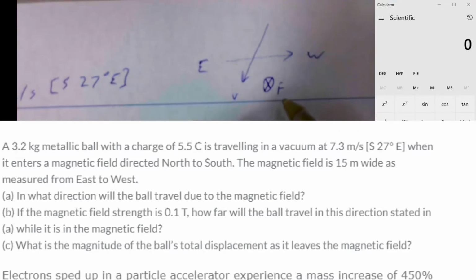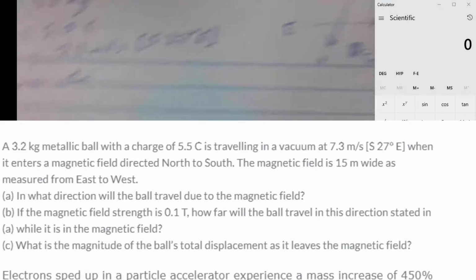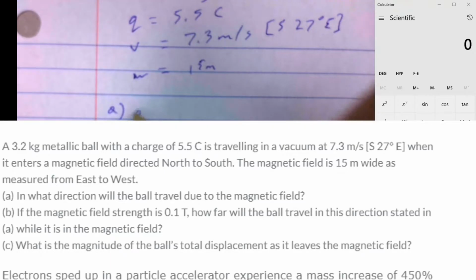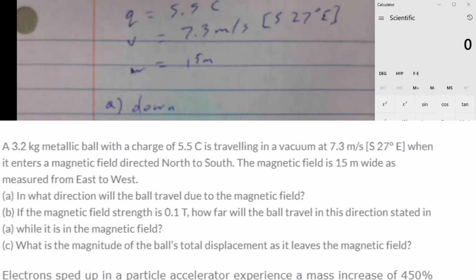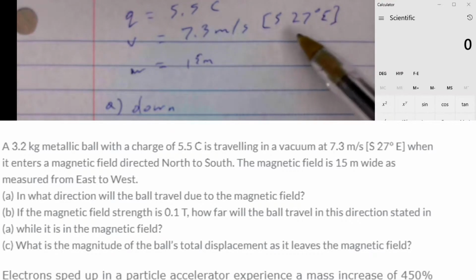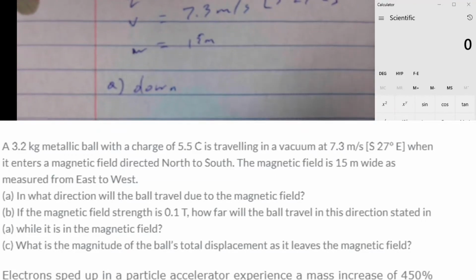So in this case, that's our magnetic force actually. In this case, we would be going down. So part A of this problem, the answer is that the ball will travel down due to the magnetic field. Now it will still travel south and east with this velocity, but the force that's acting on it is going to push it down. So let's look at the next part of this question.